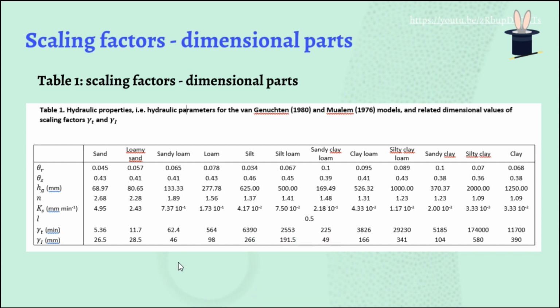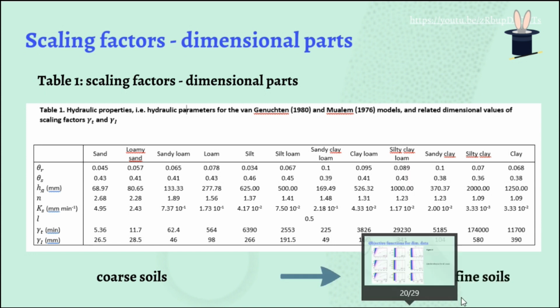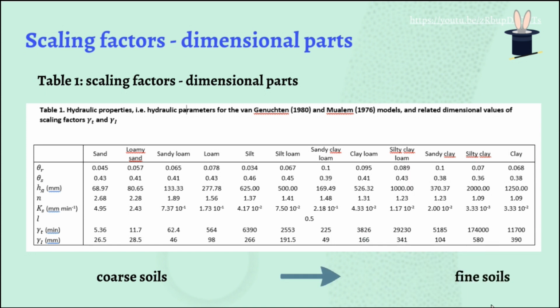Table 1 lists the values that we may obtain for the 12 soils that were defined by Carsel and Parrish in 1988. So I just listed here the values of the hydraulic parameters and the numerical values in minutes and millimeters of the scaling factor for time and infiltration. And we can see that we have a gradient of value between coarse soils with mostly small values to fine soil with much larger values.